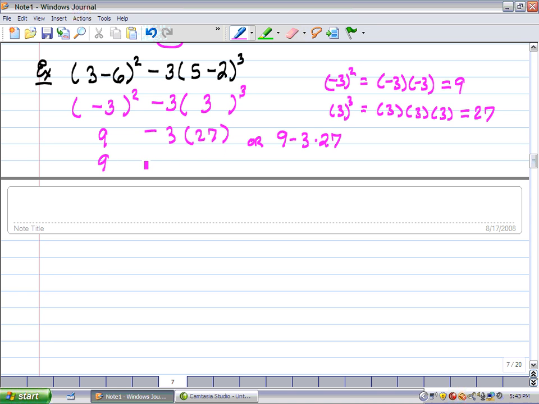9 minus, what's 3 times 27? 3 times 7 is 21. 3 times 2 is 6. Plus 2 is 8. So that's going to be 9 minus 81. And then when I subtract, what am I going to get? I'm subtracting backwards here. I'm doing 81 minus 9. Is that right? 11 minus 9 is 2.